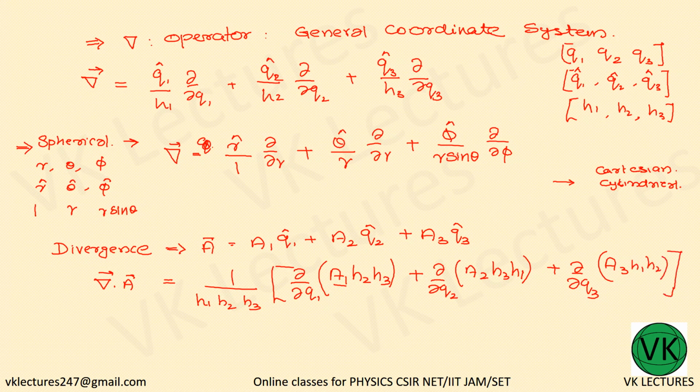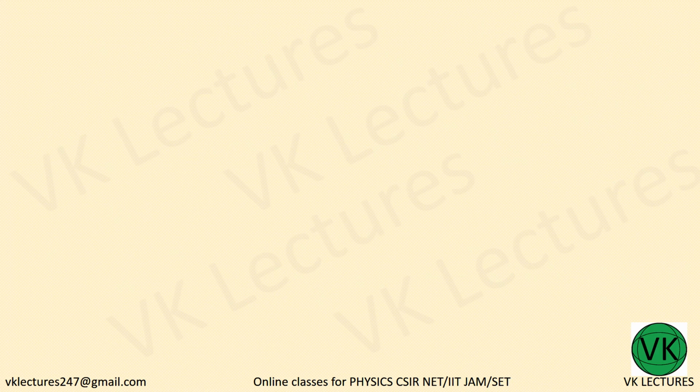So that's it. You can also find out the divergence of this vector for spherical, cylindrical and Cartesian coordinate systems. So curl of the vector, this is what we are going to see next. Curl of a vector in general coordinates.